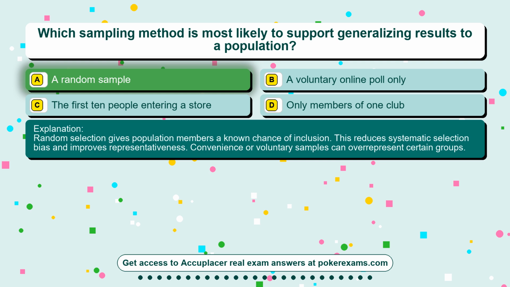Random selection gives population members a known chance of inclusion. This reduces systematic selection bias and improves representativeness. Convenience or voluntary samples can overrepresent certain groups.